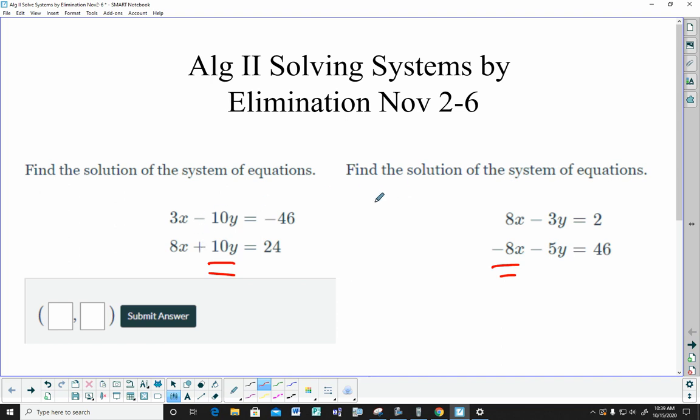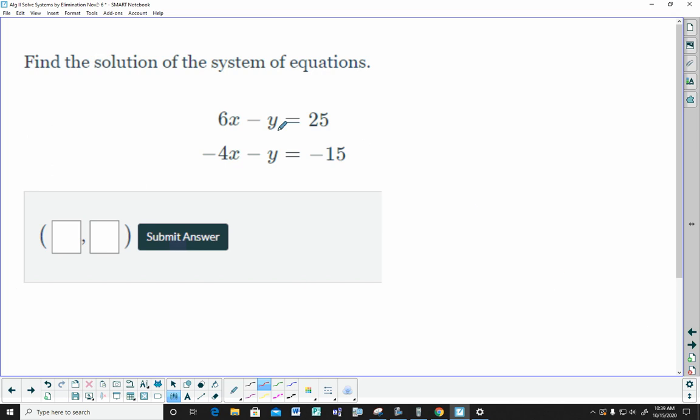Now, coefficient, again, is the number that's in front of a variable. The a is a coefficient. It's the number in front of a variable. The numbers are the same, but opposite in sign. The numbers were the same, but opposite in sign. Okay? Here, that's not happening. But could I get it to happen?